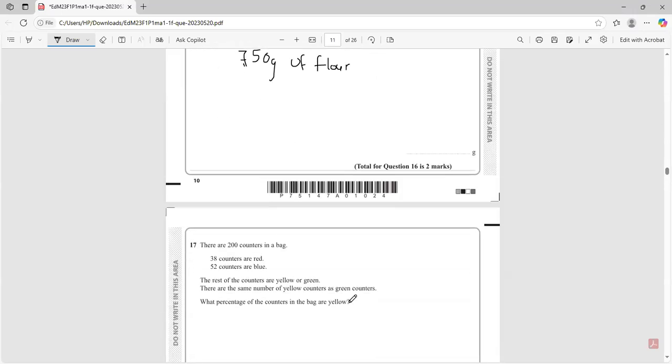Okay. All right, so next it says there are 200 counters in a bag. 38 counters are red. Looks like a probability question. Okay. If it's not probability, it will be percentage. So 52 counters are blue. The rest of the counters are yellow or green. There are the same number of yellow counters as green counters. Makes it quite self-explanatory. It now asks, what percentage of the counters in the bag are yellow?